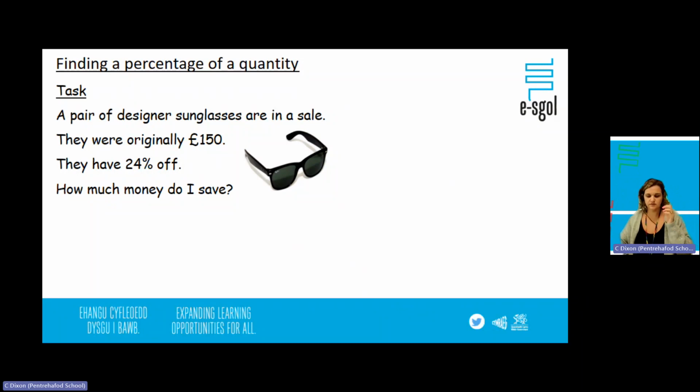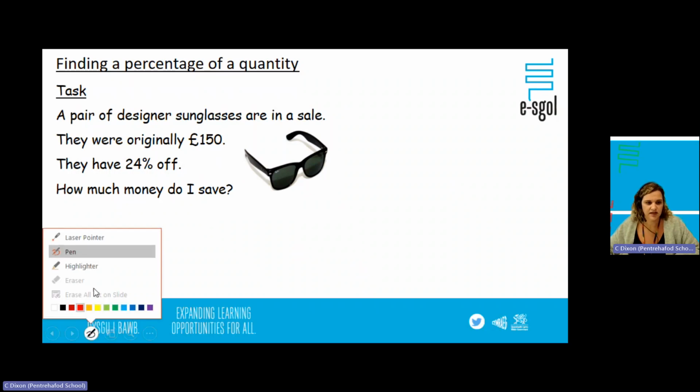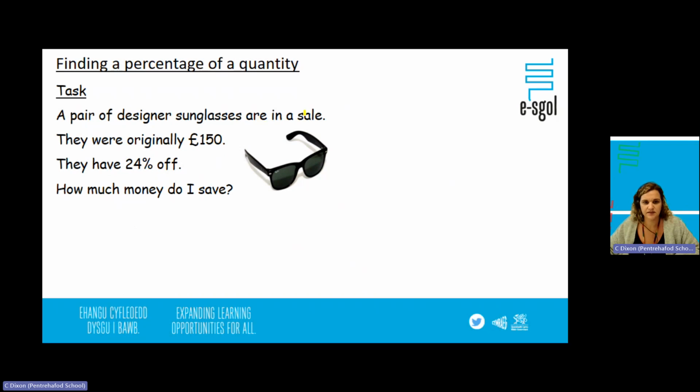Okay, so we're on to, hopefully you paused the video and had a go with that one. So I'm going to run through this with you now. So it says, a pair of designer sunglasses are in a sale. Again, okay, sale means the money is coming off. So they were originally £150. They have 24% off. How much money do I save?